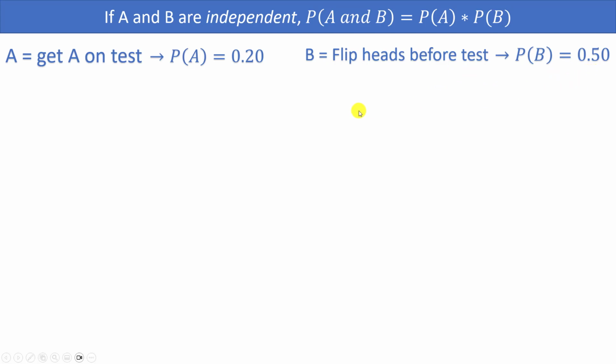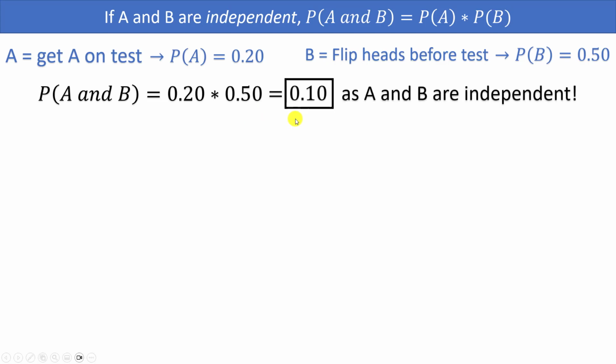Since we already said that these are going to be independent events, we can find the probability that both A and B occur, that you both get an A on the test and flip heads before the test, is going to be the product of those 2 probabilities. 0.2 times 0.5, which is equal to 0.1. The probability that you both get an A on the test and flip heads before the test is about 10%.